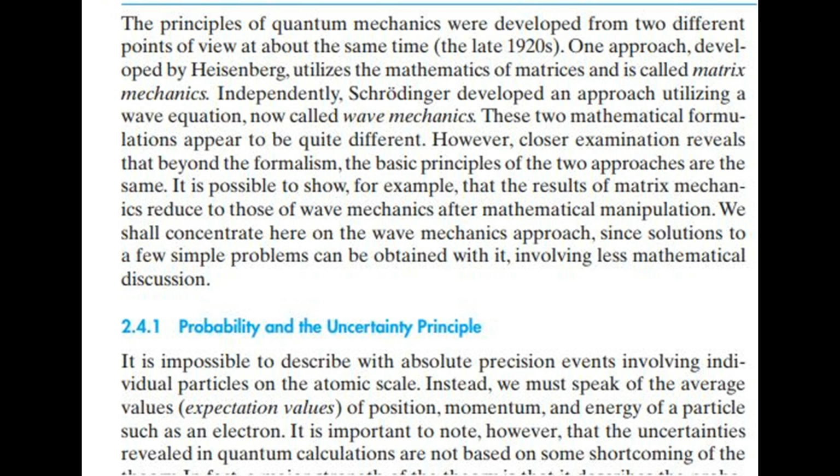Probability and the uncertainty principle. It is impossible to describe with absolute precision events involving individual particles on the atomic scale. Instead, we must speak of the average values, expectation values, of position, momentum, and energy of a particle, such as an electron. It is important to note, however, that the uncertainties revealed in quantum calculations are not based on some shortcoming of the theory.